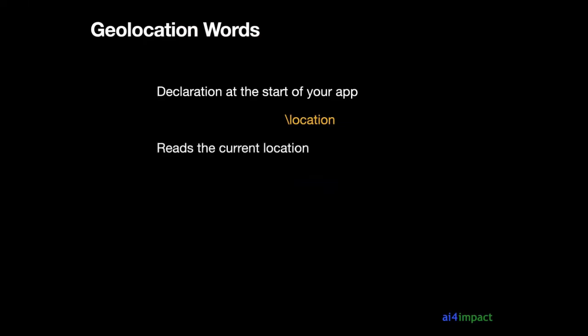For geolocation, there are just two words. The first one is one which you need to declare at the very start of your app. It is just hash location, nothing else, just /location. And to read your current location, you just use the word location in your code.